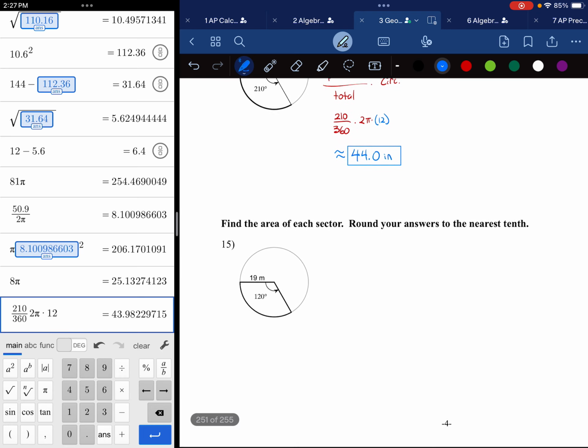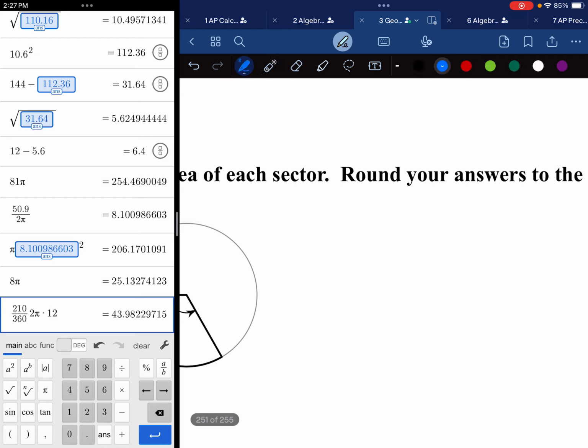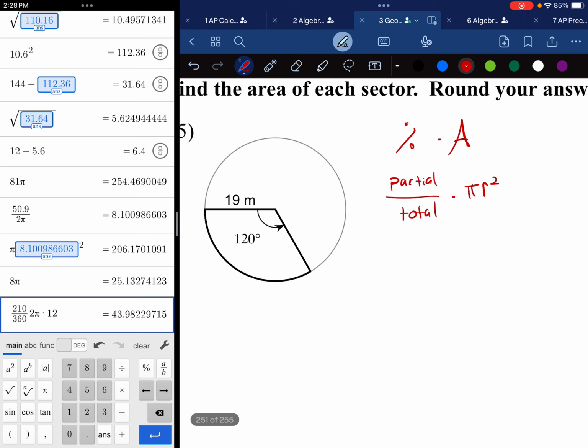All right, what do we have down here, number 15? Okay, so sector area. So sector is the same thing. It's the percent of, not the circumference now, it's the percent of the area. So my very basic formula is it's the percent of the area. So percent times the area. And percent, more specifically, is the partial divided by the total times the area, which is pi r squared when I'm talking about a circle.